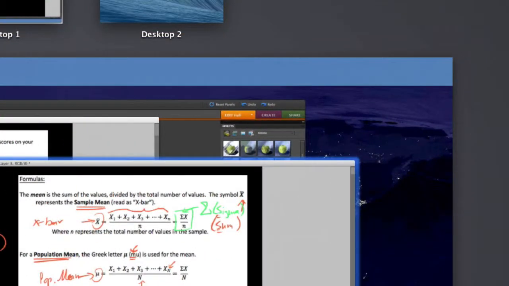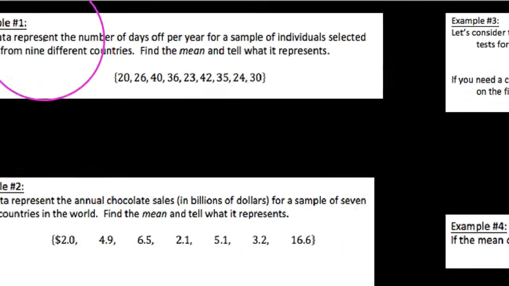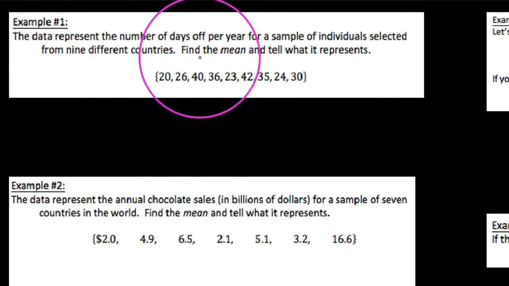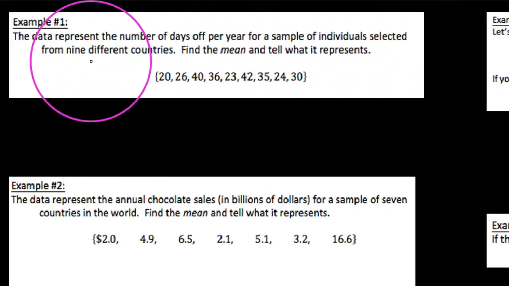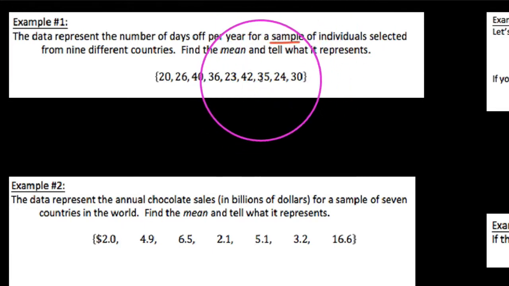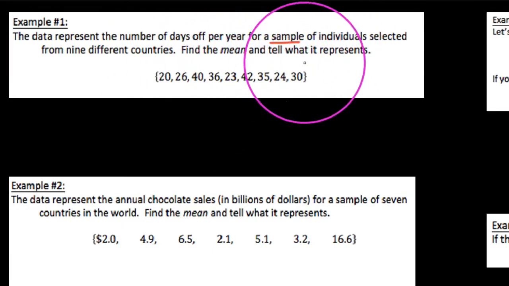So let's put these formulas into practice. We have some data sets over here to work with, and we'll talk about a few good practices. So let's look at example 1. It says the data represent the number of days off per year for a sample of individuals selected from 9 different countries. The first thing I notice here is we're discussing a sample. Also we want to find the mean and tell what it represents.